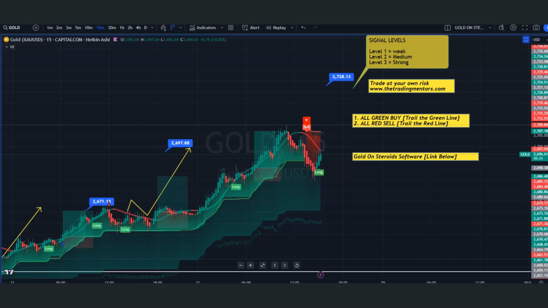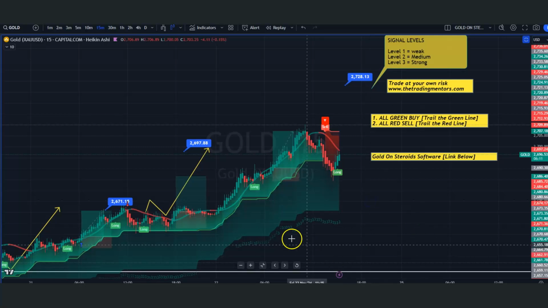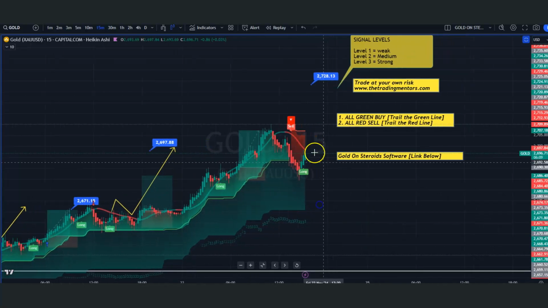This is the daily video analysis, and we're going to go through the charts to confirm what's going on. In terms of gold on steroids software, this is really simple. Whenever the price consolidates, you've got a red zone and a green zone at the same time. This means there are no trades. Very simple. So just go and play golf. Just take the day off until it breaks out.